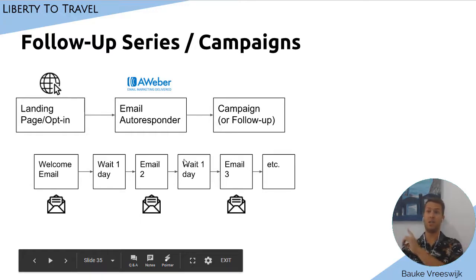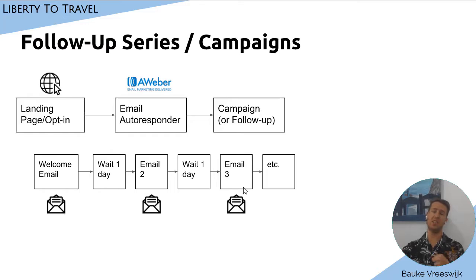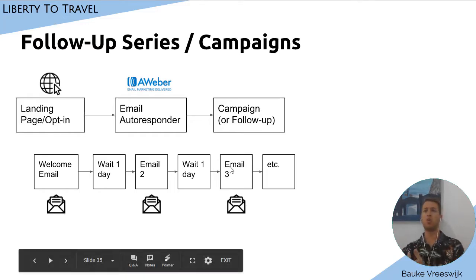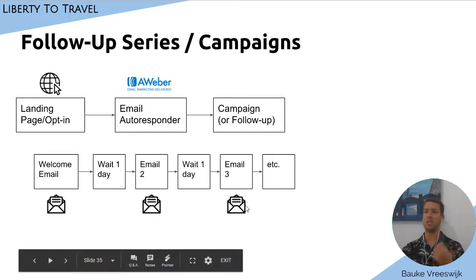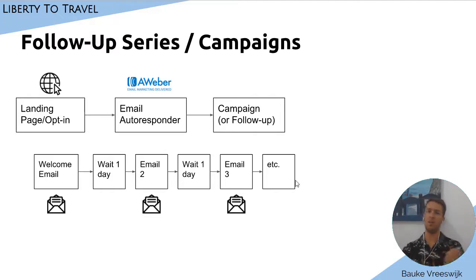Then it waits another day and then email 3 is sent. In email 3 you can send, for example, the very first promotional email where you introduce them to your affiliate offer, why you think it's a good offer. You can do a bit of a review, or you can just write a sales email where you just list all the benefits of that affiliate offer, etc. And then you can wait another day, email 4, another day, email 5, etc. You can make these follow-up or campaign series as long as you want.